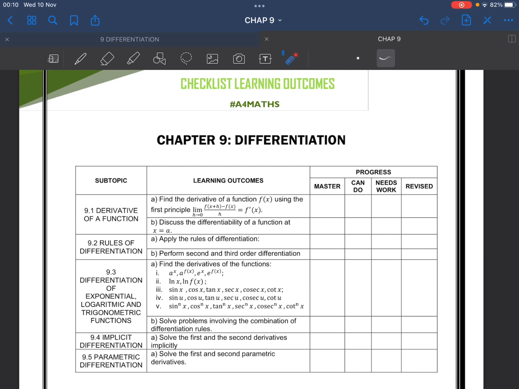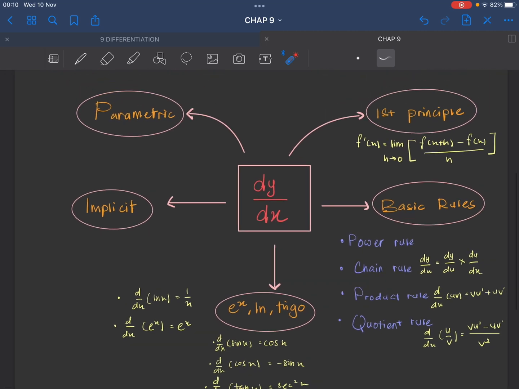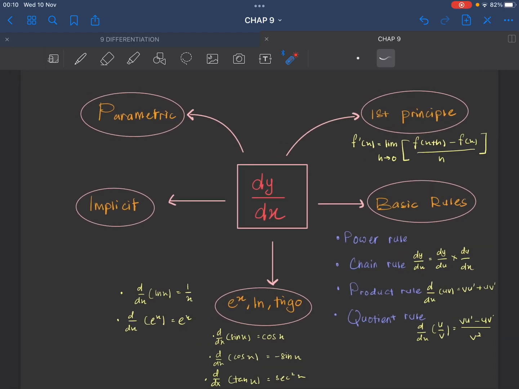And then we are going to see differentiation of exponent, log and trigo, and then how to do implicit differentiation and parametric differentiation. So you have 5 subtopics to cover for chapter 9. And as I told you before, chapter 9 akan masuk dalam exam. Okay? So here we have 5 main subtopics. Kita akan belajar first principle, basic rule, differentiate these 3 things, parametric and implicit.